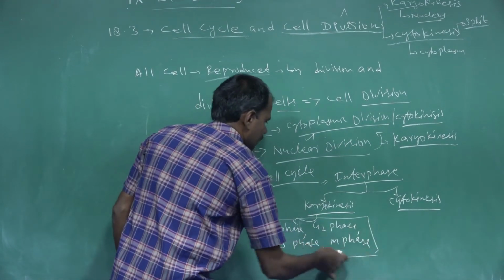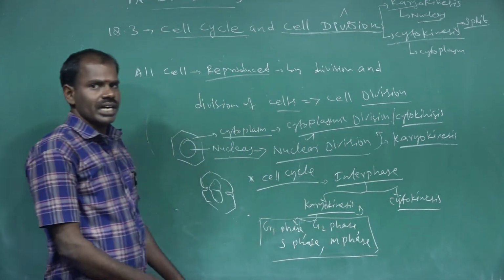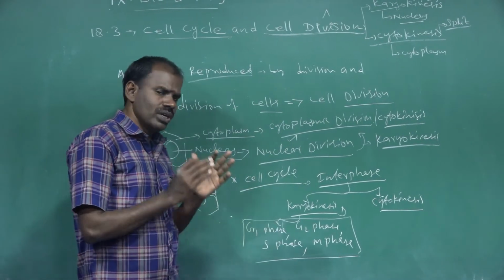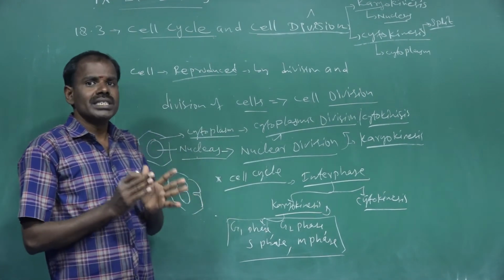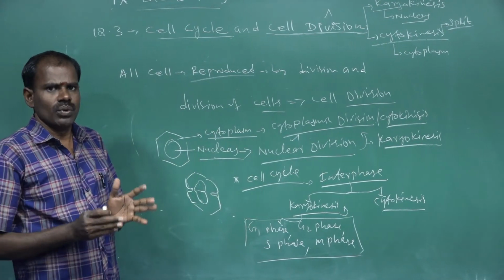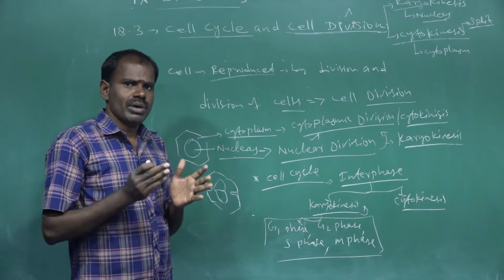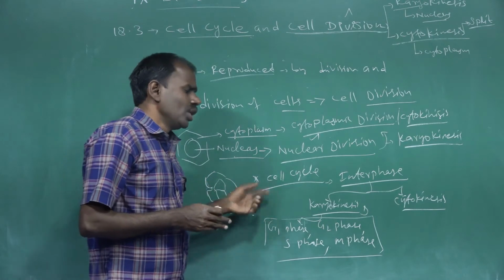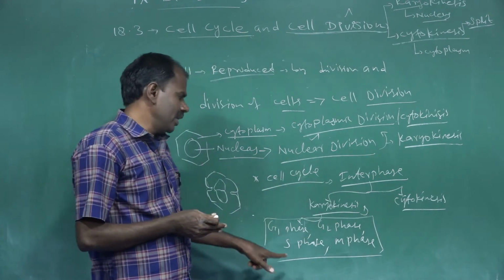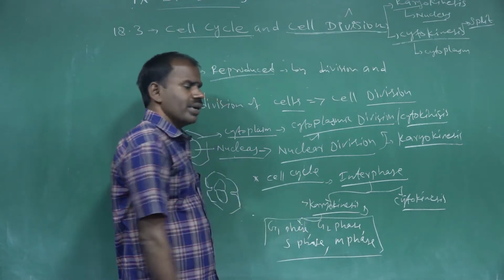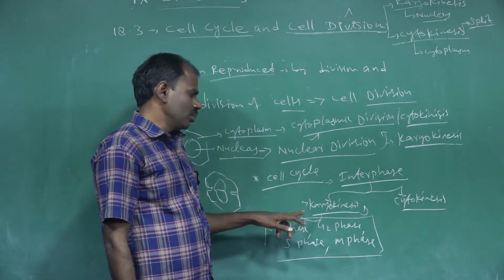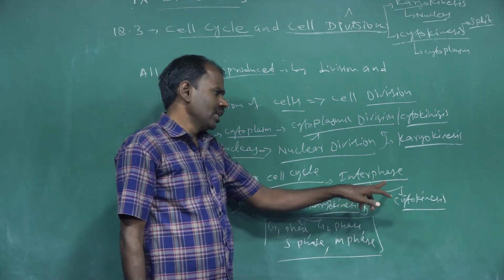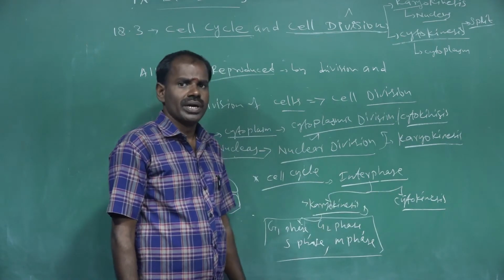These four phases occur in the cell cycle. Karyokinesis occurs when nuclear materials divide: the chromosome numbers, DNA molecules, and DNA structures are divided into equal parts. That process is called karyokinesis. Now we discuss step by step what is interphase, karyokinesis, and cytokinesis.